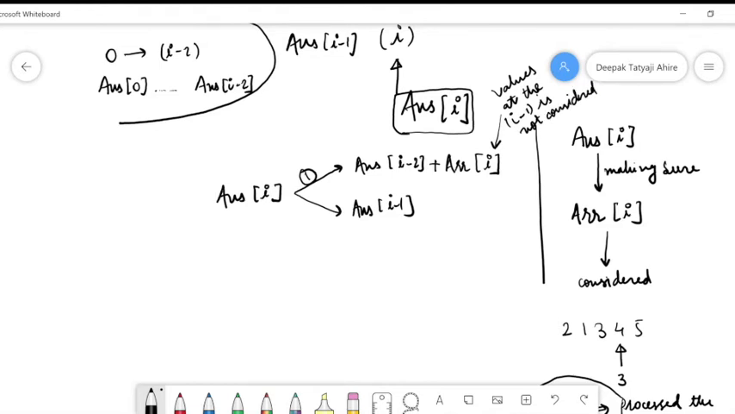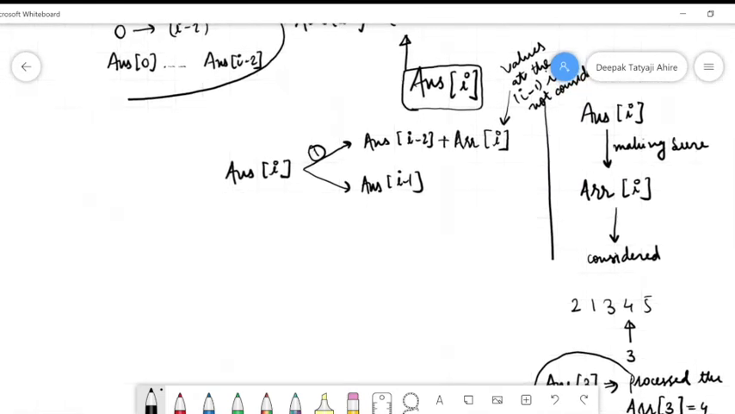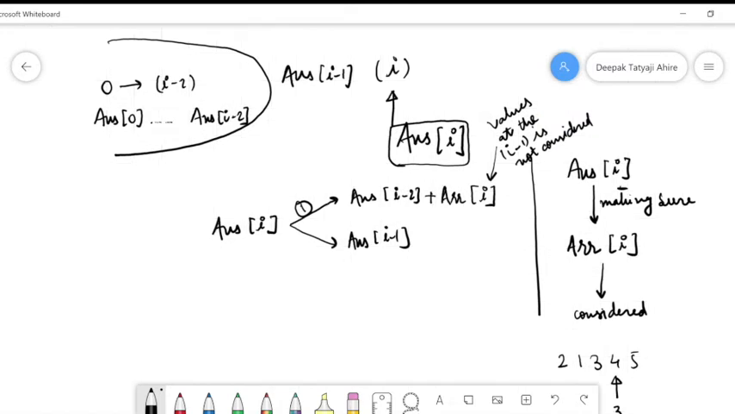So as discussed before, on the right side of the part, if I am processing any answer for the index I, I am considering all the elements less than or equal to I. So for ANS of I, I have considered all the elements from 0 to I.